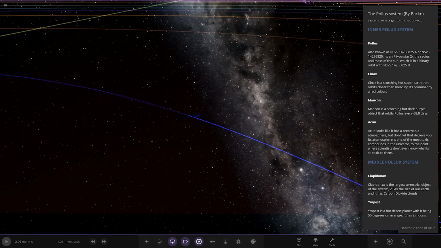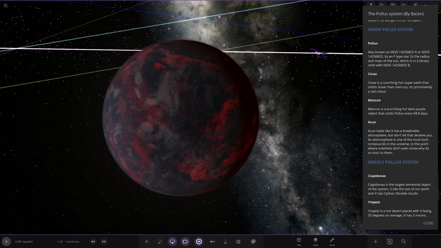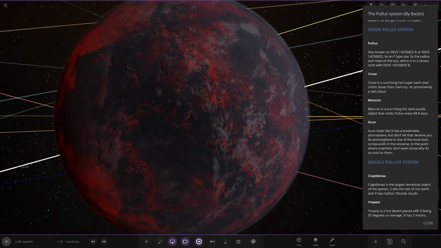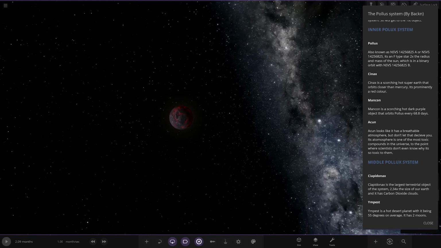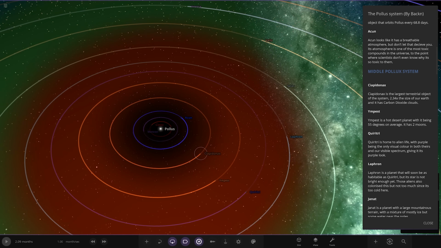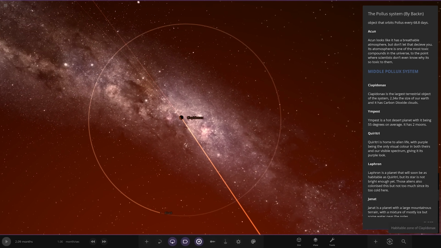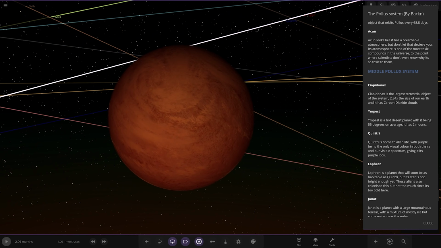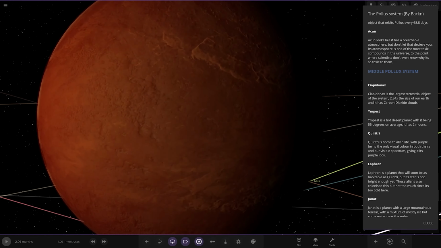We've got Aiken here. "Looks like it has a breathable atmosphere, but don't let that deceive you. Its atmosphere is one of the most toxic compounds in the universe, to the point where scientists don't even know why it's so toxic to them." Okay, looking good. I do quite like how that one looks, actually. Very nice. Next up, we've got the middle system. So we've got this one here. Sire Pydanax. "It's the largest terrestrial object of the system, 2.3 times size of the Earth, and has carbon dioxide clouds." Very nice.